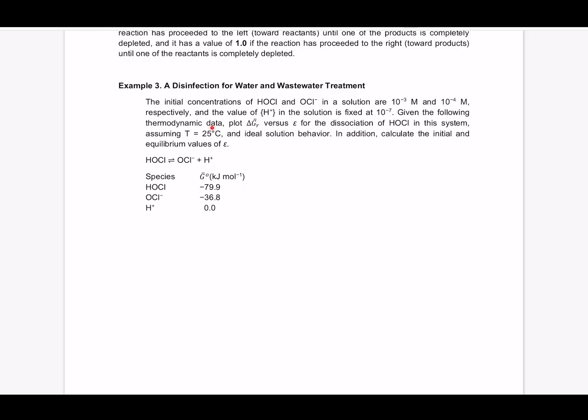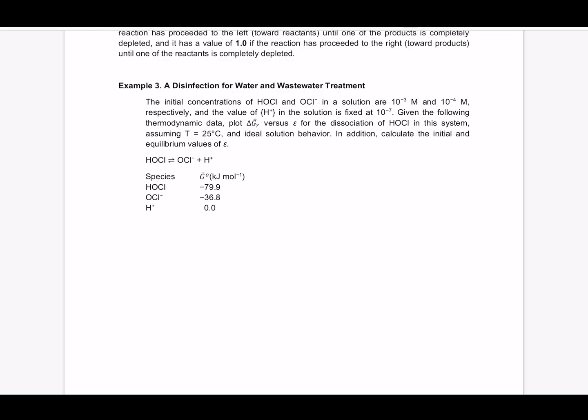So given the following thermodynamic data, plot delta GR, how delta G of the reaction changes as a function of the extent of the reaction for the dissociation of HOCl. The temperature is also given at 25 degrees C. And what we're given also is G_i at the standard condition for all the species.